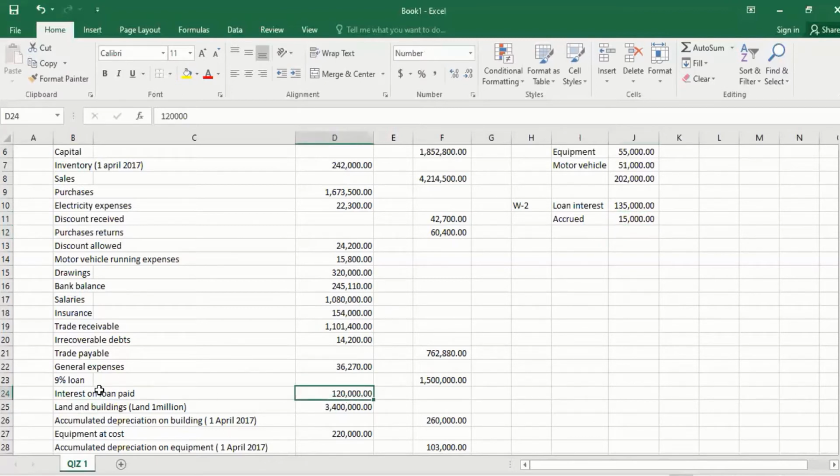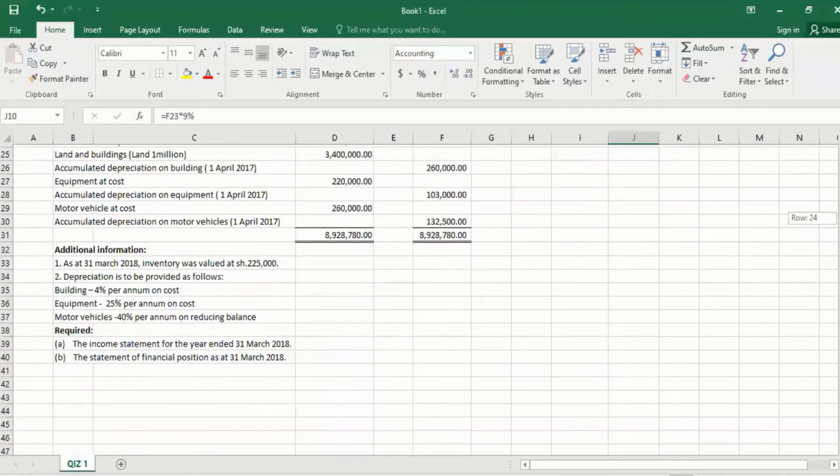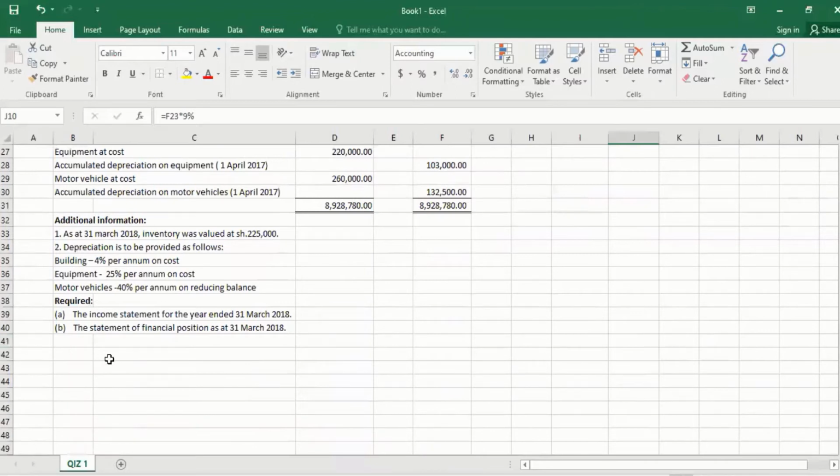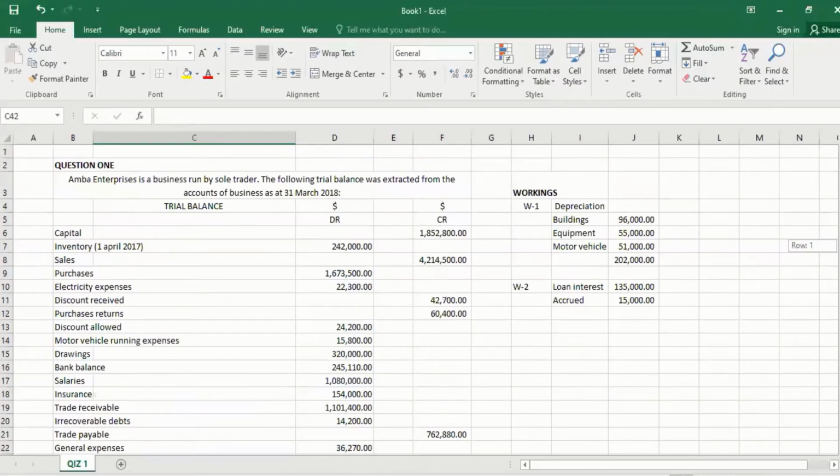What has actually been paid? 120,000. So someone would ask, why compute 135? We're using the accrual concept in accounting, whereby you're supposed to provide for expenses, whether the expenses have been paid or not. So that is why I had to compute the whole amount. 135 is what we charge to the income statement.